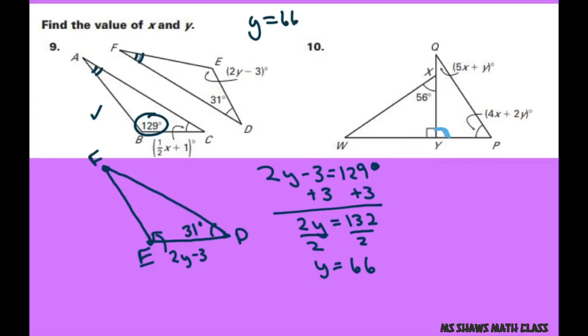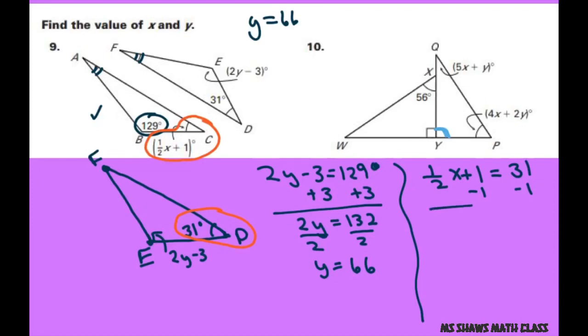And then for my x, I have my x goes with C, and my C is congruent to D, so I can set that up. I can set them equal to each other since they're congruent angles. Subtract 1 from both sides to get 1/2 x equals 30, and multiply both sides by 2, and you get x equals 60. So x equals 60.